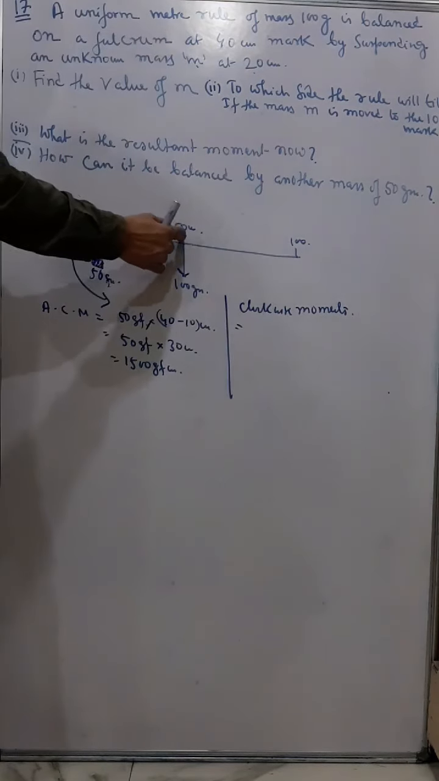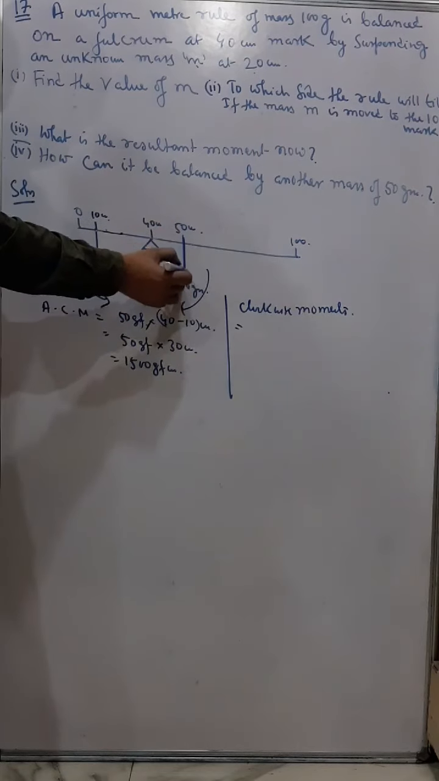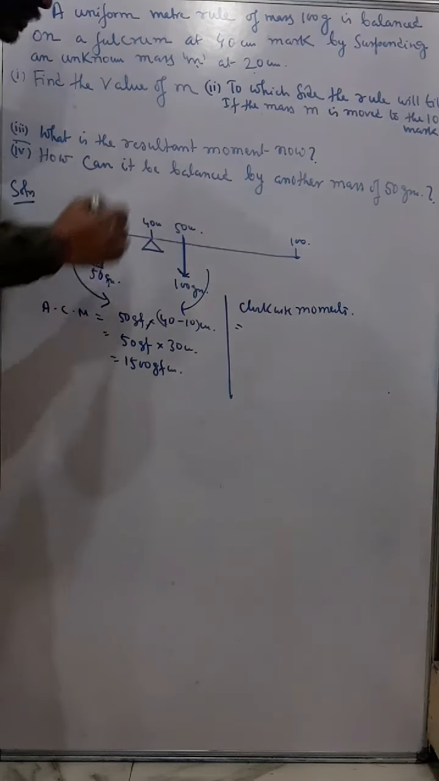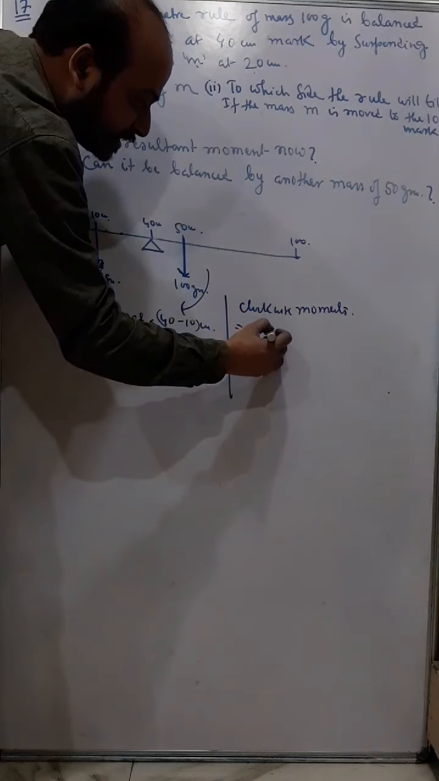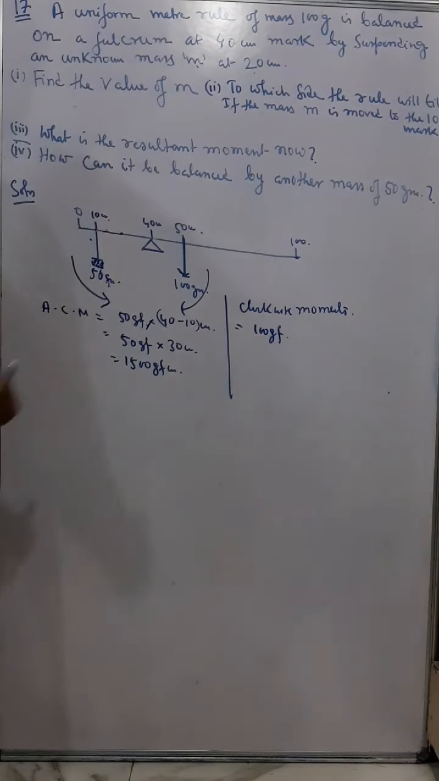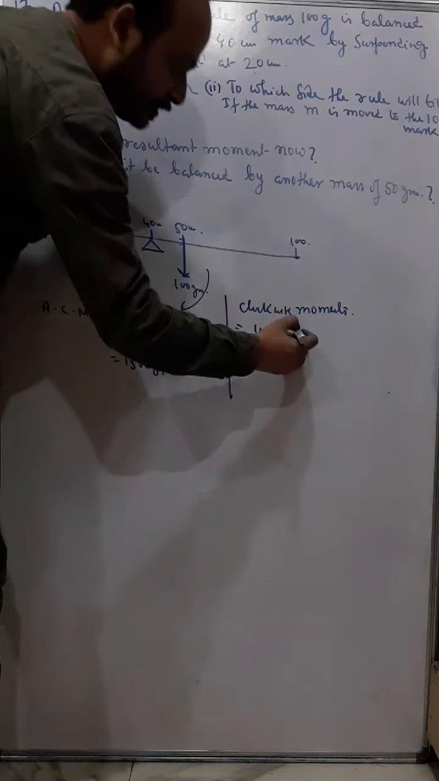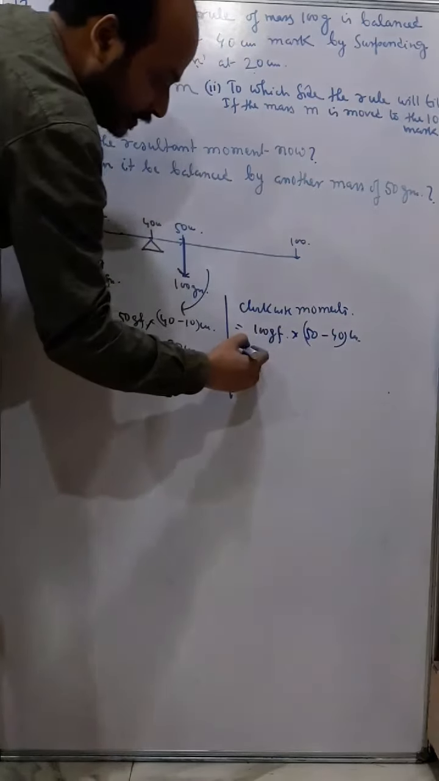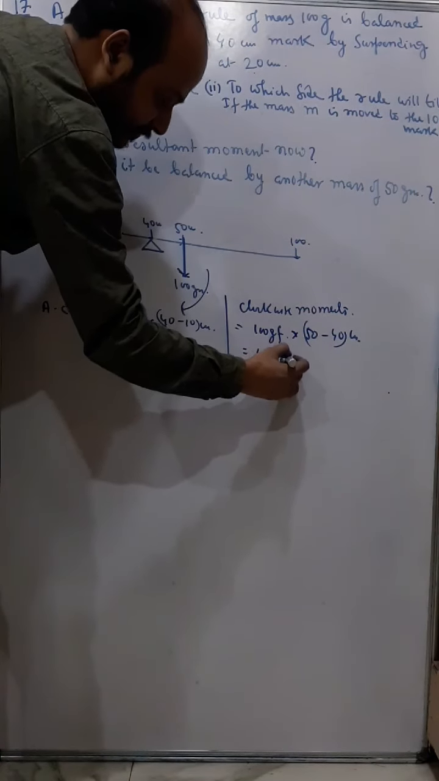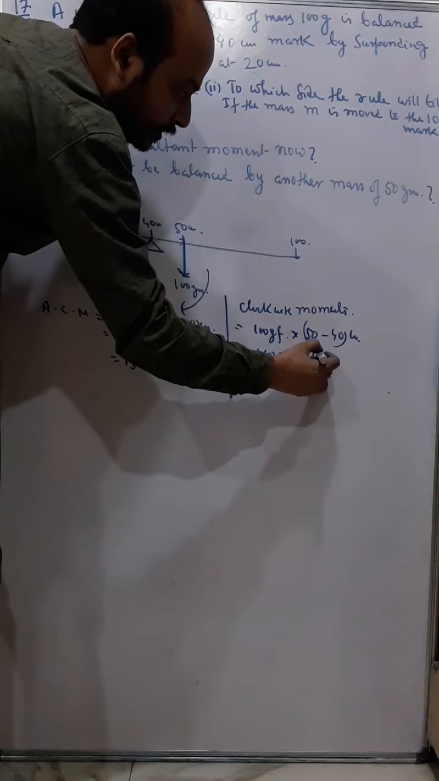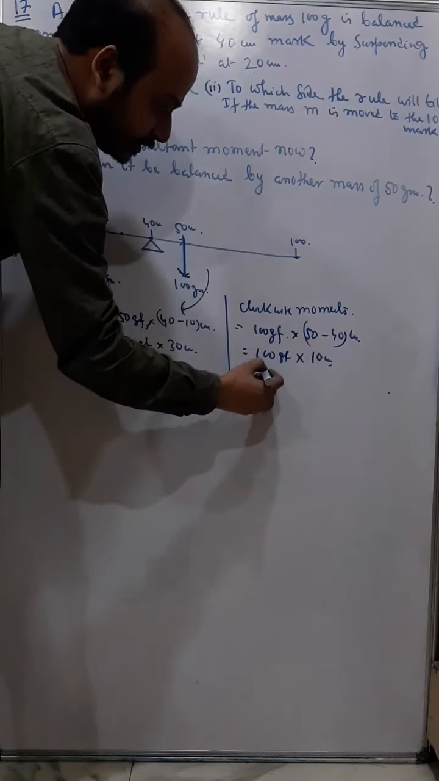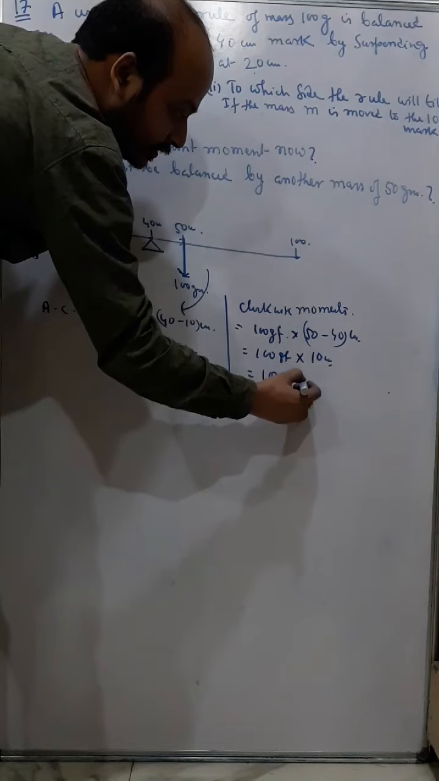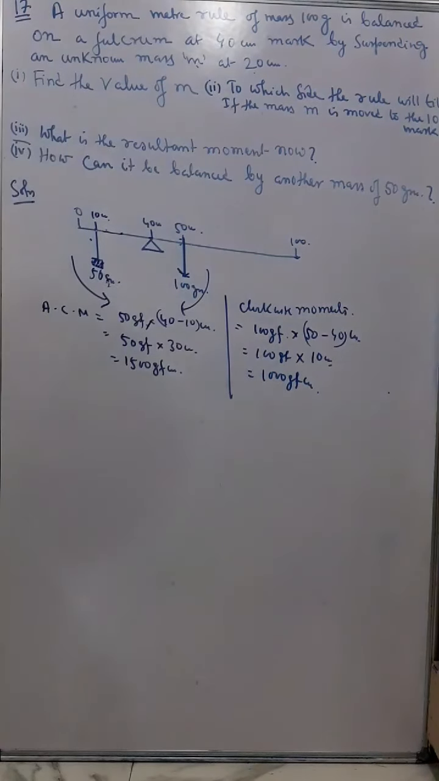So the clockwise moment is due to the weight of the meter rule. Clockwise moment will be what? Mass is 100 gram, but we'll write force as 100 GF, and the distance is how much? 50 minus 40. So we got 100 GF into 10 centimeter. So we got 1000 GF centimeter.